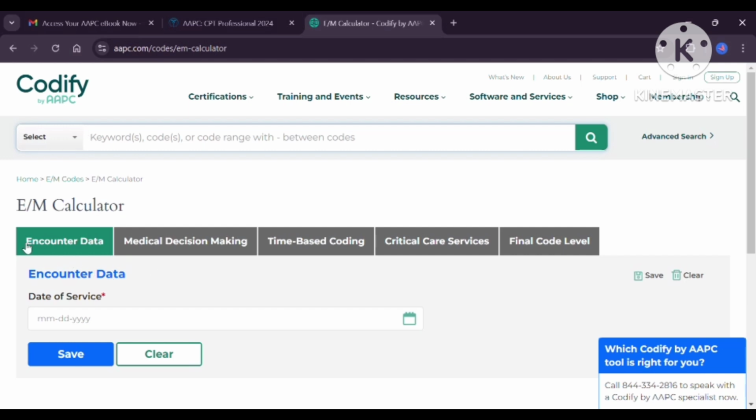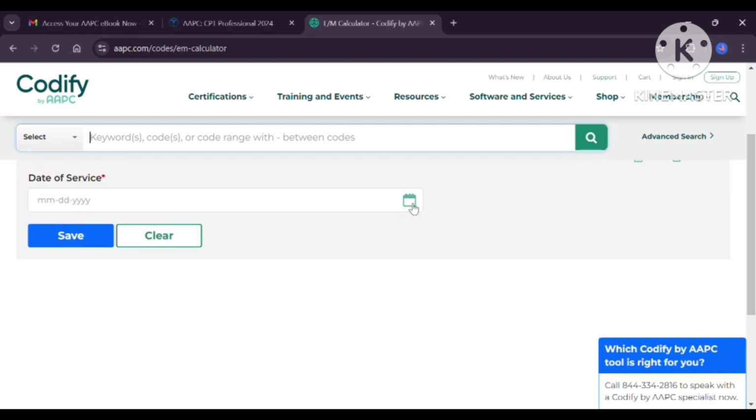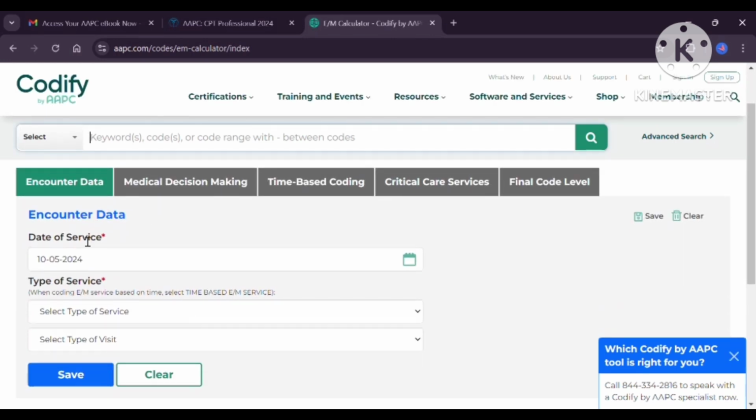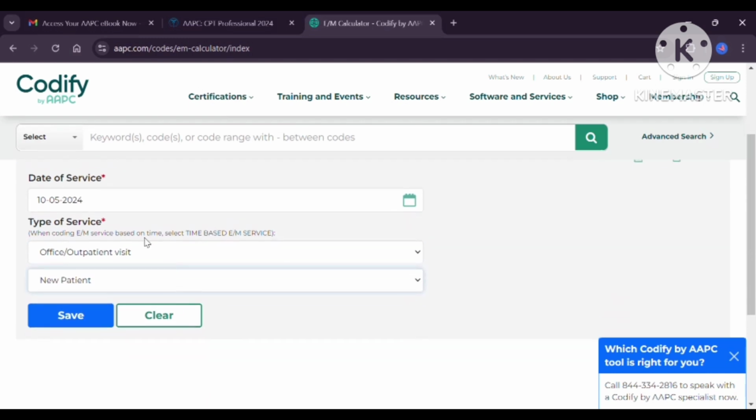First thing, when you open this calculator, codified by AAPC, you have to enter the date of service. We will just take it as today, so I'm putting the same date. I have to save it. Then it will move to the next column, to describe the service that was given to the patient. I will make it an office or outpatient service and the type of visit as new patient. So now on this day there was an outpatient visit and he is a new patient. That means within the past 3 years this patient has never visited the same hospital, the same specialty or subspecialty. Now I will save this.